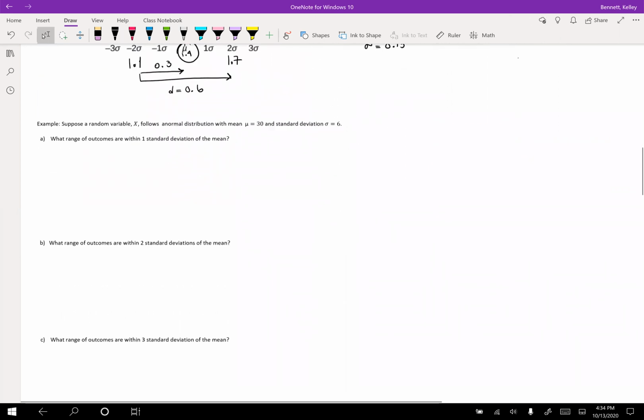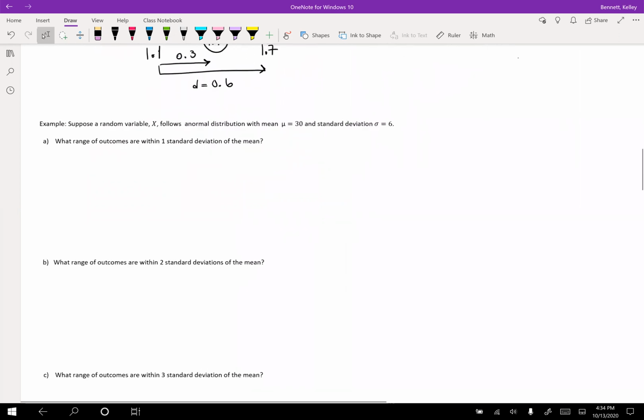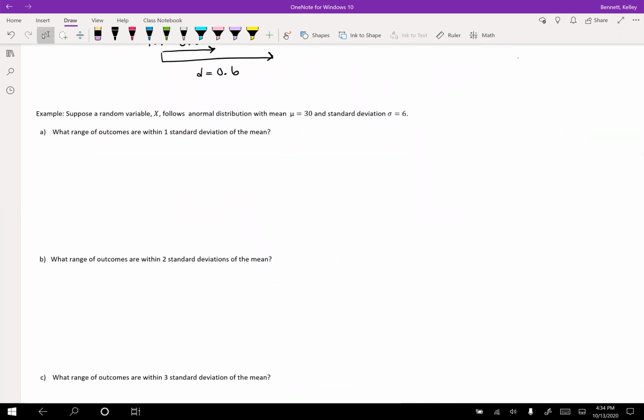So next, we're given a random variable. It follows a normal distribution with mean mu of 30 and standard deviation 6. So this is saying X follows a normal distribution with mean 30 and standard deviation 6. What range of outcomes are within 1 standard deviation of the mean?